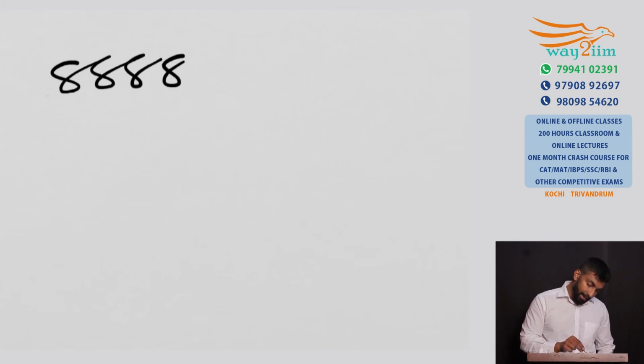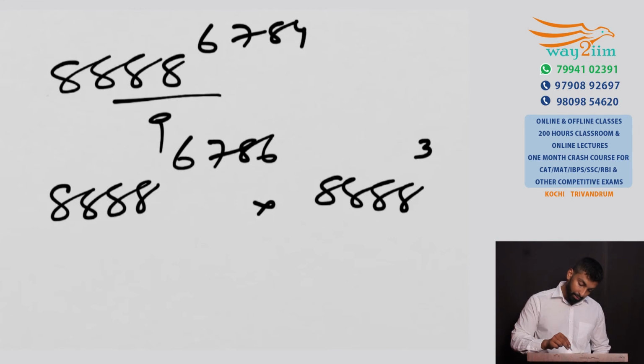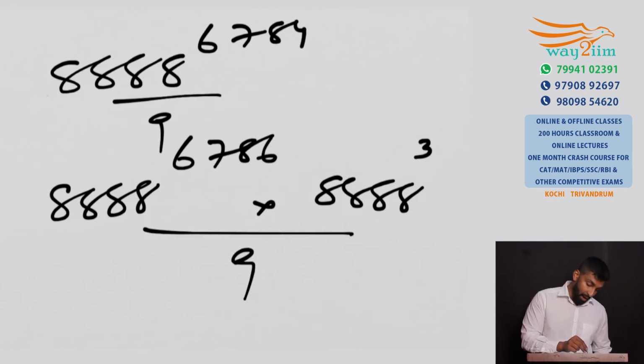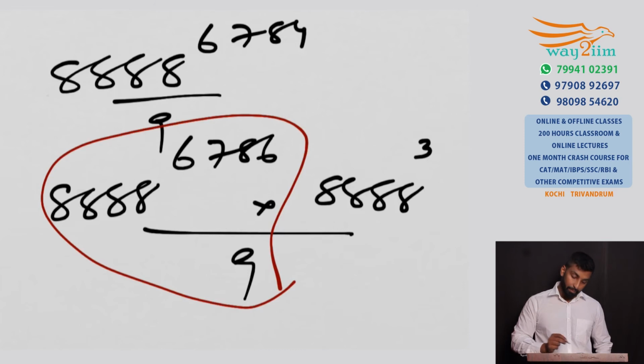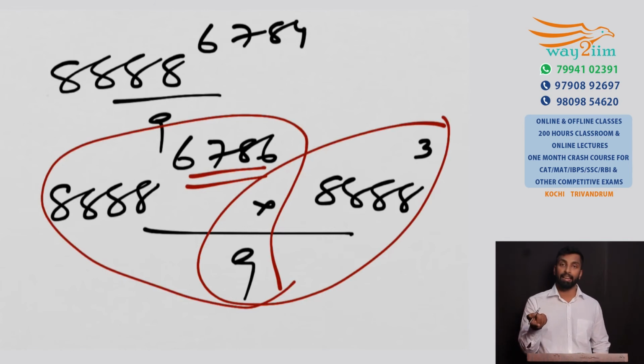Why? Because I can split 8888 raised to 6789 divided by 9 as 8888 raised to 6786 into 8888 raised to 3, divided by 9, right? Now in this case I know the remainder is 1 because this is a multiple of 6. Then it satisfies Fermat's theorem, right? Then what I need to find is the remainder of this, and then I get the answer. So the remainder of 8888 raised to 3 divided by 9 is what you effectively need to find in this question. That's why you are applying that method.